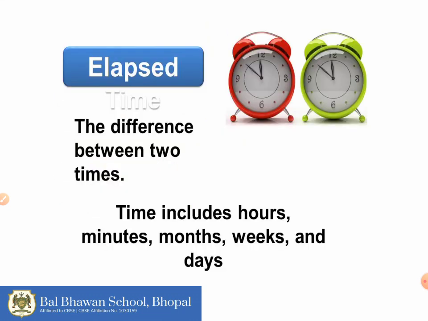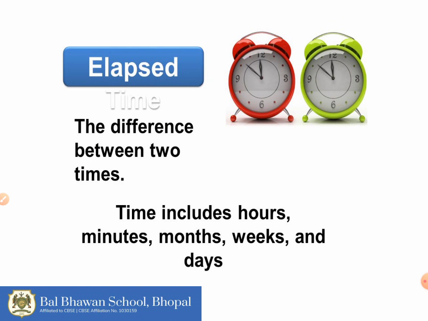There is one more concept of time which is known as elapsed time. For example, you went out to play in the evening at 4 p.m. and you came back at 6 p.m. So how many hours did you spend for your playing activity outside? For this, you will do 6 minus 4, that will give you 2 hours.